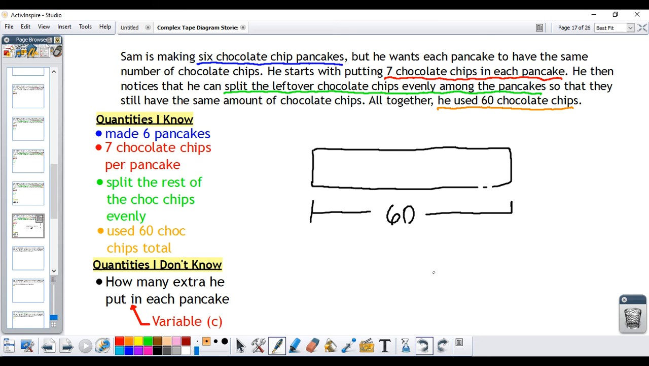But I know that those 60 chocolate chips are split between 6 pancakes. So I'm going to make my 6 pancakes the boxes in my tape diagram. So let's make 1, 2, 3, 4, 5, 6. So I have 6 boxes, 1 for each pancake. I know that he put 7 chocolate chips in each pancake, so I'm going to put a 7 in each box.